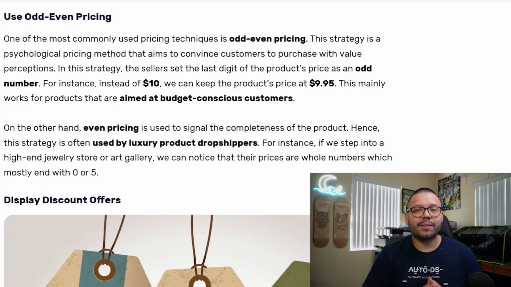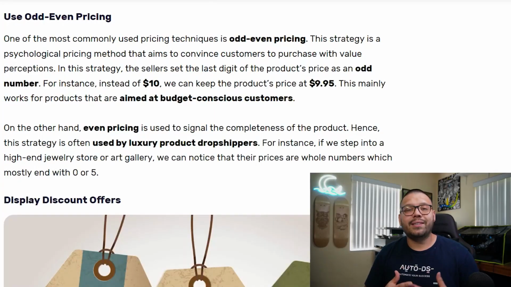Now, odd pricing is pretty much for those consumers that are looking to make a purchase at a budget-friendly price. So they're looking for things that sometimes are at a discount. Now, in order to target these customers, instead of pricing something for $10, we can price it simply for just $9.95. Honestly, what's 5 cents going to do to us, right? If we lose 5 cents, nothing's really going to happen.